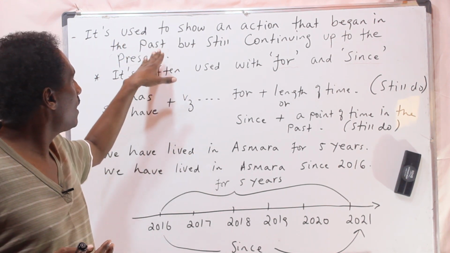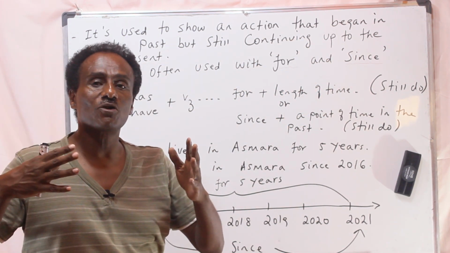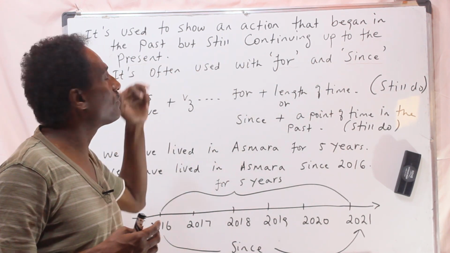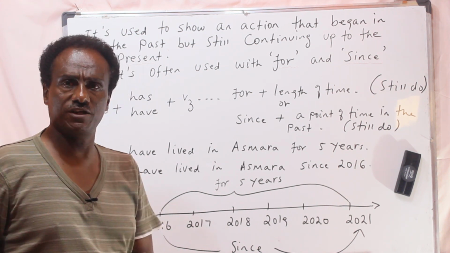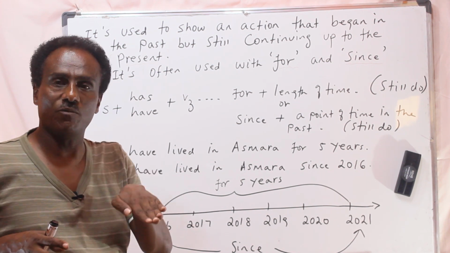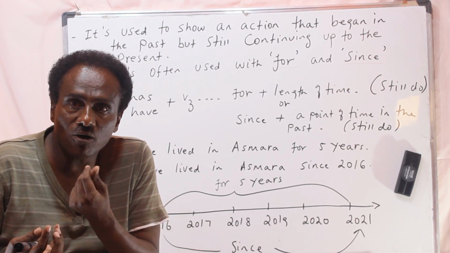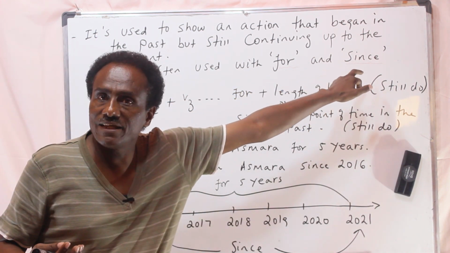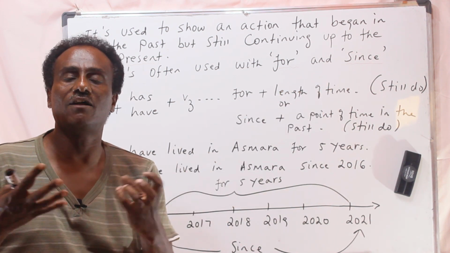It is applied to show an action that began in the past but is still continuing up to the present. Still in progress. It is still happening at the time of speaking, okay? So, it is often used with for and since. For and since play a great role, a gigantic role.